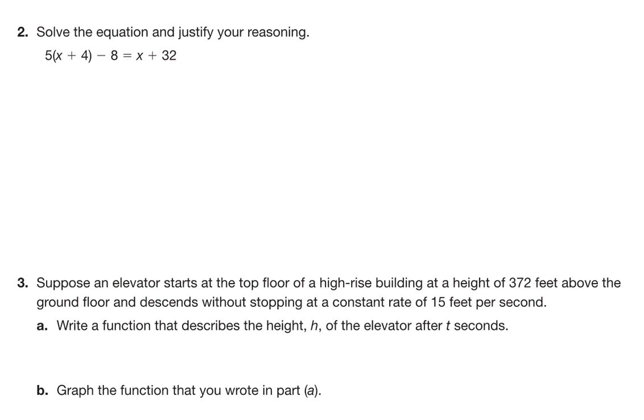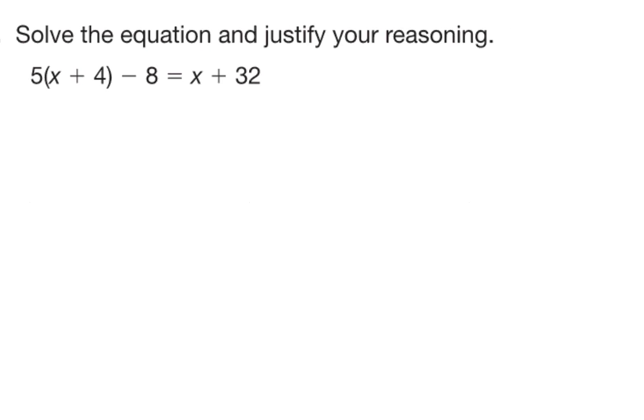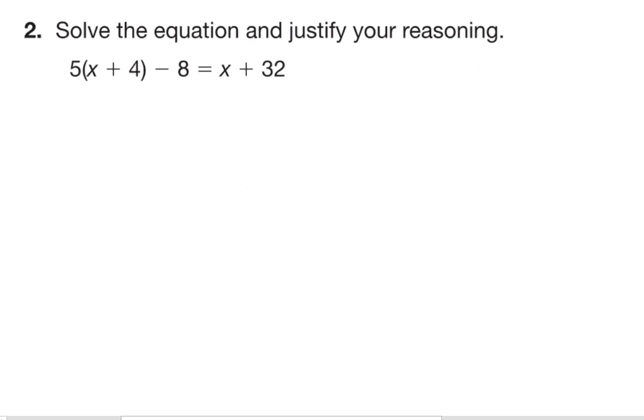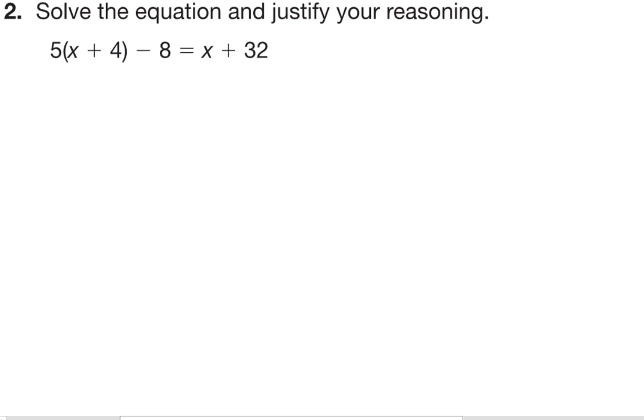One of the things I like to do is eliminate parentheses as soon as possible. I can see here that this 5 times the quantity of x plus 4 is trapped inside parentheses, so I'm going to liberate that by using the distributive property. I'm going to distribute this multiplication by 5 to both the x and the 4. So this will become 5 times x, and then plus 5 times 4, or 20.